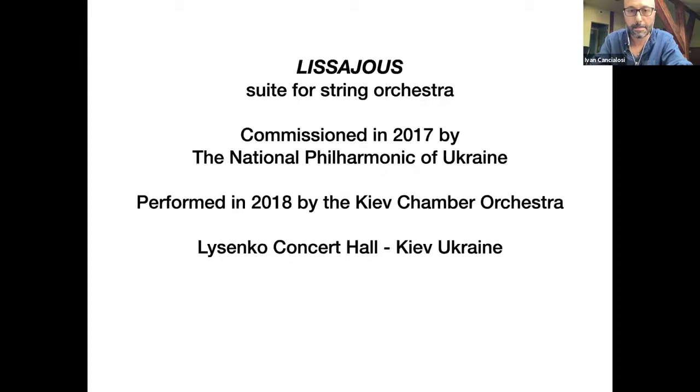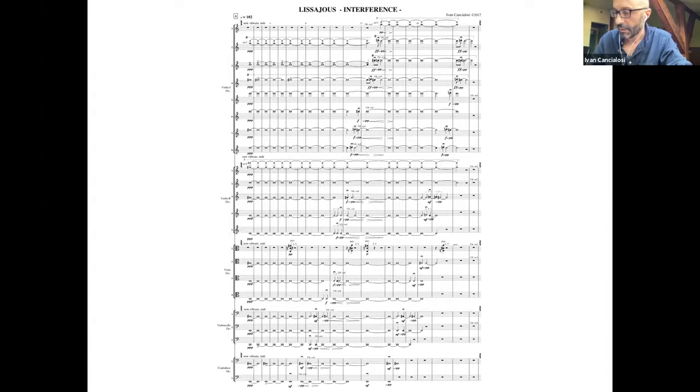About Lycidius for orchestra, it was commissioned in 2017 by the National Philharmonic of Ukraine, and only in 2018 was it possible to perform the premiere in Kiev. The conductor was Bohdan Plish, and the Kiev Chamber Orchestra is a string orchestra. Okay, so now we are going through analyzing the structure of Interference. The score, as you can see, is in four quarters. It's 22 instruments, or 22 solo string parts. Almost the entire orchestral gamut has been represented here. The register spans from D sharp 1 up to E7.